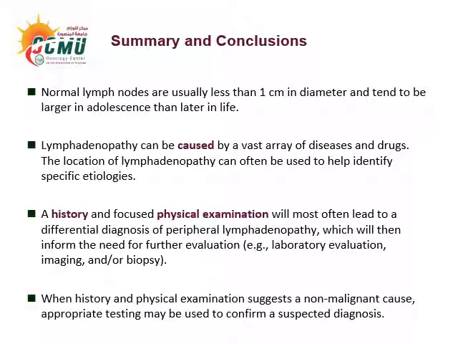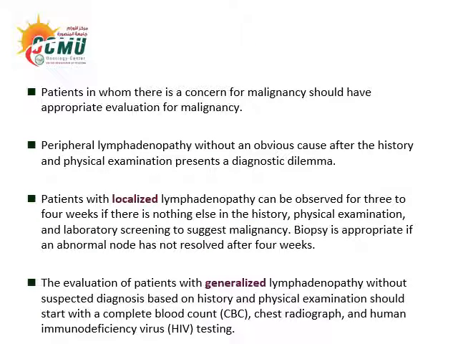When history and physical examination suggest a non-malignant cause, appropriate testing may be used to confirm a suspected diagnosis. Patients in whom there is a concern for malignancy should have appropriate evaluation for malignancy. Peripheral lymphadenopathy without any obvious cause after the history and the physical examination presents a diagnostic dilemma. Patients with localized lymphadenopathy can be observed for 3 to 4 weeks if there is nothing else in the history, physical examination, and the laboratory screening to suggest malignancy. Biopsy is appropriate if an abnormal node has not resolved after 4 weeks.